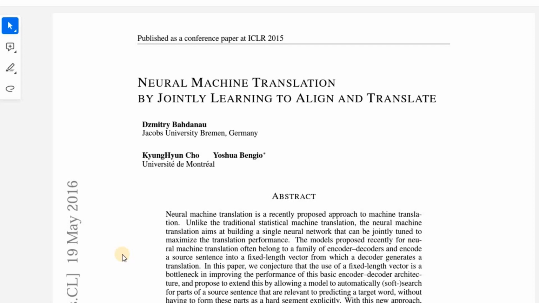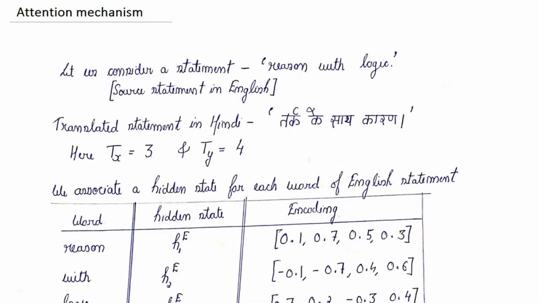Hi everyone. In today's video, we are going to talk about an important application of RNN, which is usually called machine translation, where we consider an input statement, which is the source statement, and we convert it into a destination statement in some other language. Just to give an example, this is a statement written in English, like "reason with logic", and its Hindi translation is written over here.